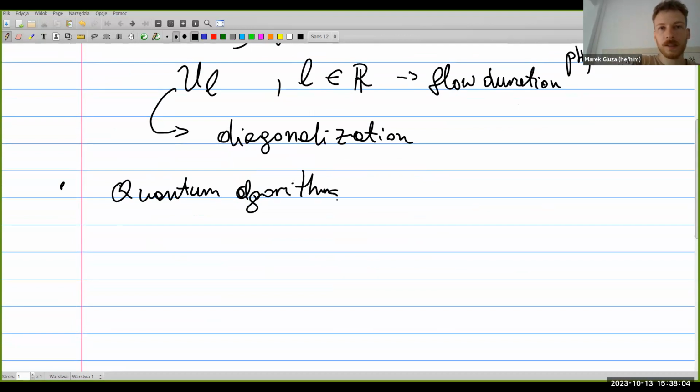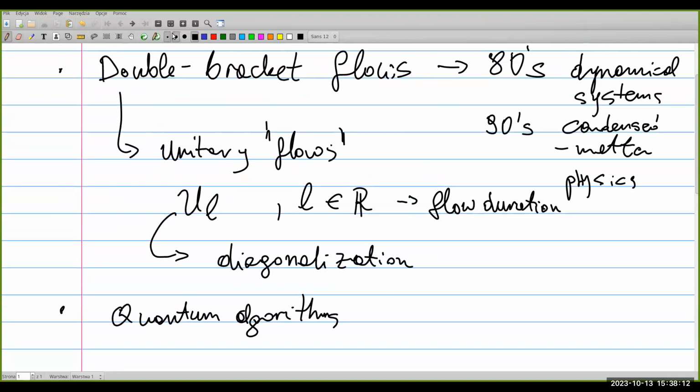I think I see Akash raising hands in chat. Yeah, so I have a question. Like you said, this is the flow duration, right? And I have a doubt about that. What is the flow duration and how does it connect with constructing a unitary?